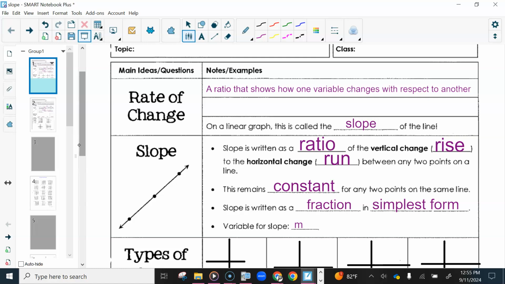Okay. So when we're talking about a rate of change, this is a ratio that shows how one variable changes with respect to another. So all of the computers and iPads can get put away, closed. We don't need that right now. And then on a linear graph, this is called the slope of the line. So we might interchange those words: rate of change and slope.